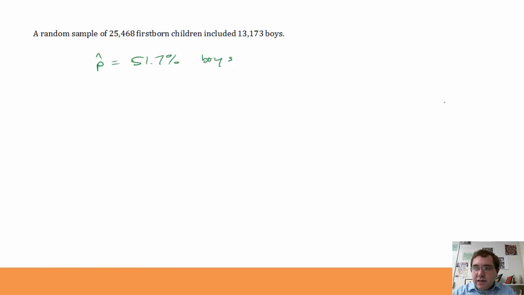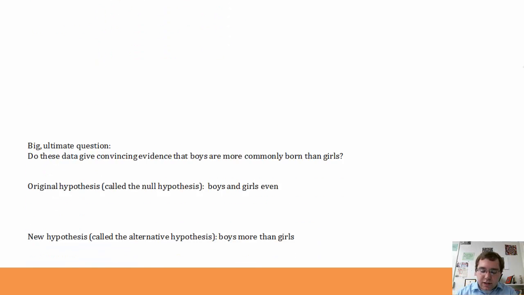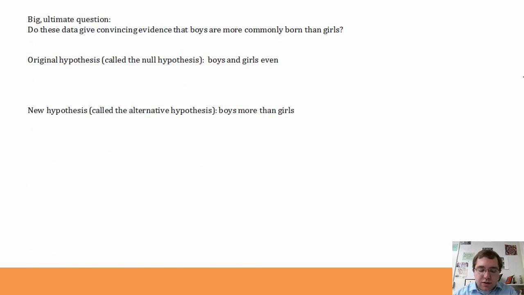Because we don't expect every sample to be exactly a 50-50 split. There is always some sampling variability or sampling error. One sample doesn't prove anything. So the big ultimate question is, do these data, this one sample and this one proportion, give convincing evidence that boys are more commonly born than girls?